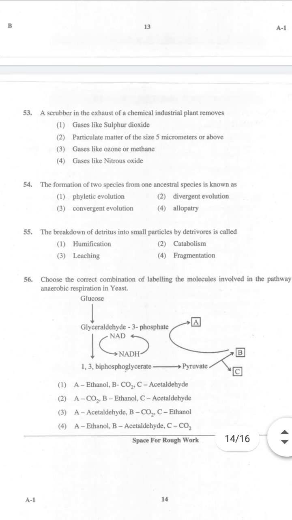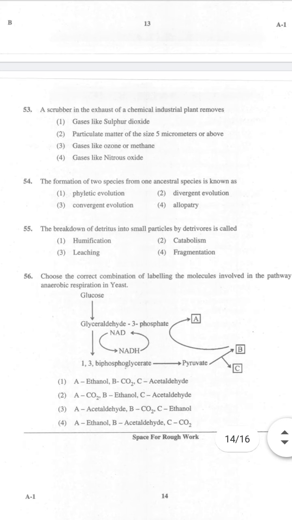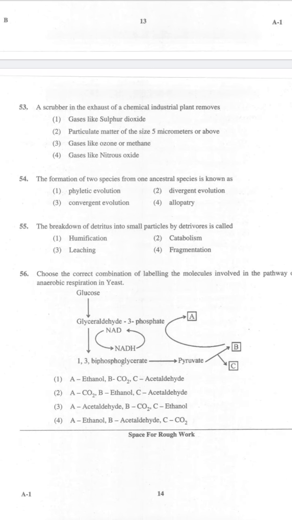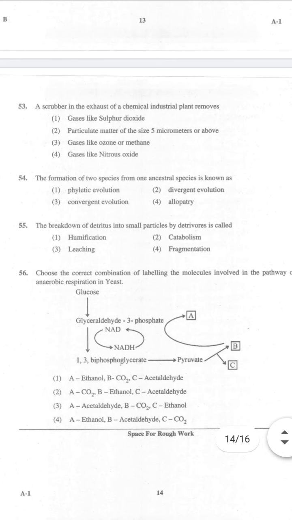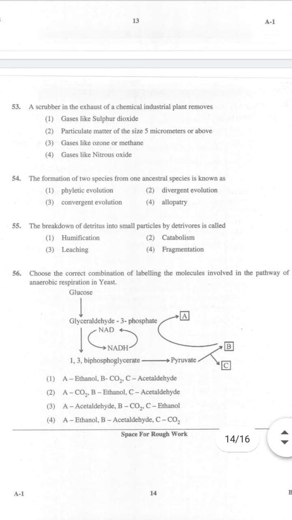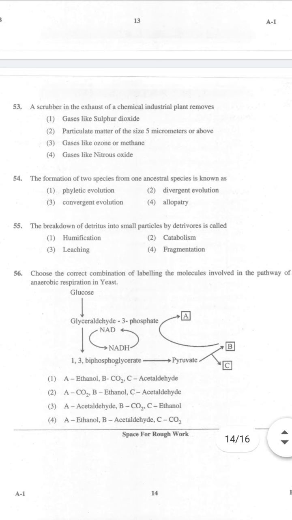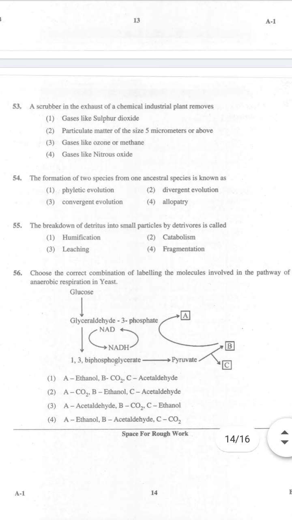A scrubber in the exhaust of a chemical industrial plant removes: option 1, gases like sulfur dioxide; option 2, particulate matter of the size 5 micrometers or above; option 3, gases like ozone or methane; option 4, gases like nitrous oxide. So the correct answer for this question is option 1.